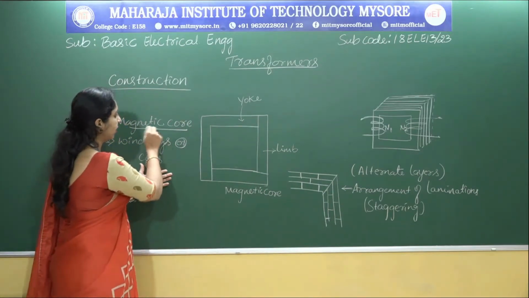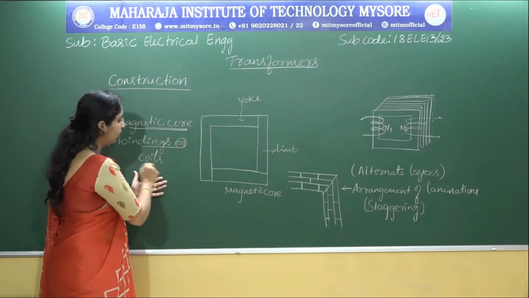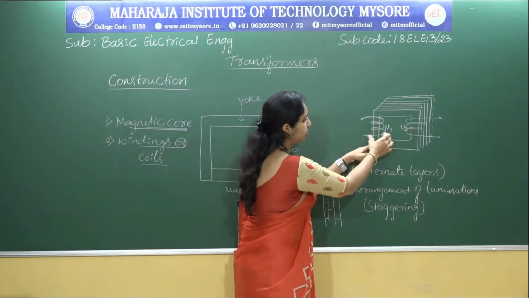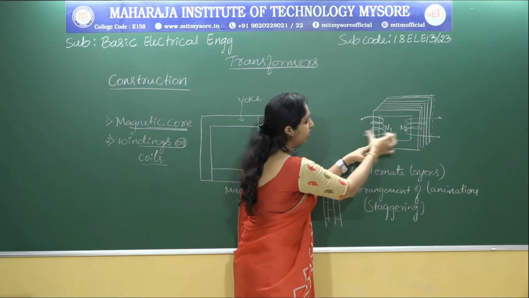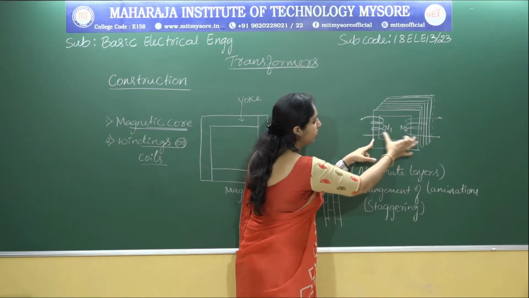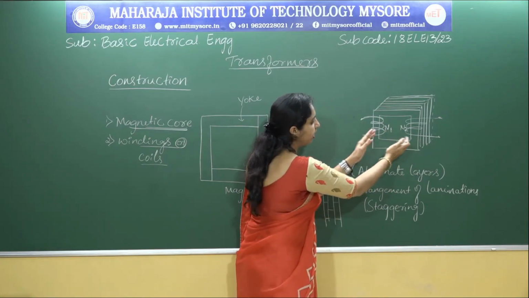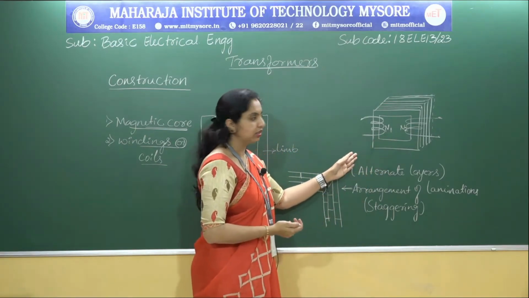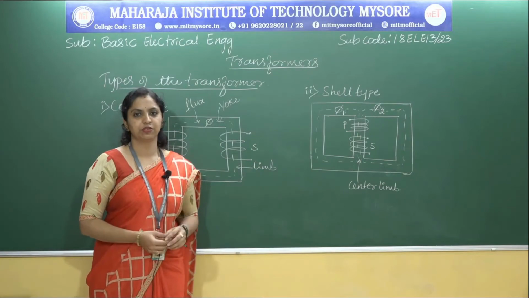So we have two parts, the magnetic core and the windings or coils. And these windings, you can just observe, for example, if I call them the primary winding and the secondary winding, these two windings should be very close to each other to have high mutual inductance. Now let's look into the types of the transformer.